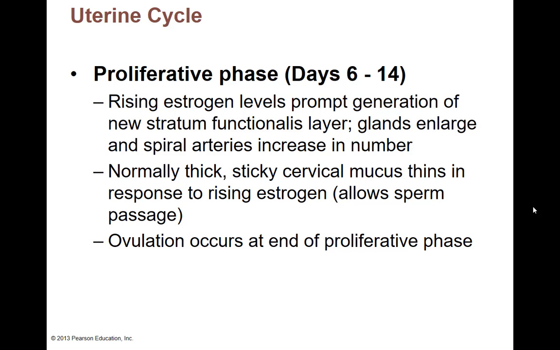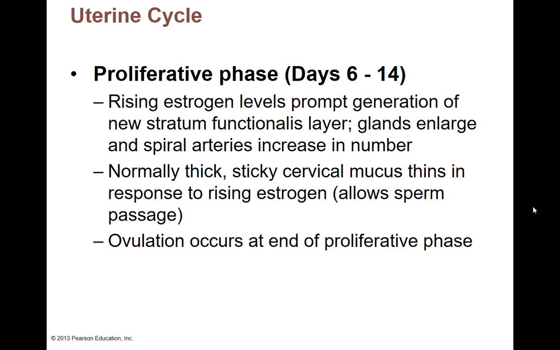Still, again, your estrogen levels are rising. You're getting more hormonal. Estrogen levels are going up. You're going to lay down more stratum functionalis layer. It's the layer that will shed. The glands start to enlarge, and they're producing lots of nutrients for the endometrial layer. You start to get more arteries, more blood supply to that endometrial layer. Again, building everything back up.